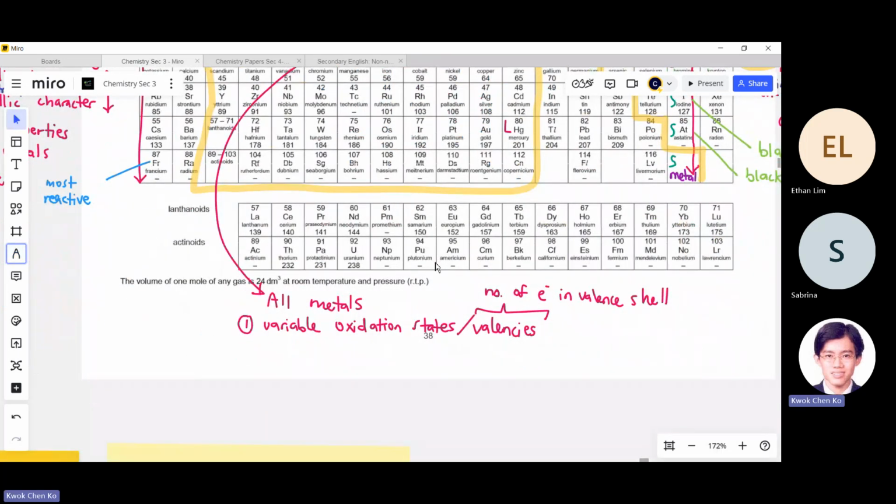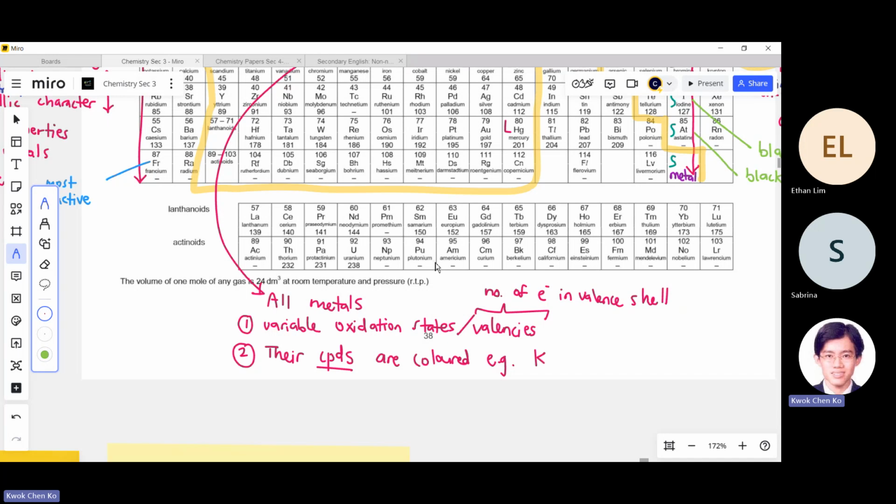Sabrina, what else about the transition elements? The compounds are colored. Good. Yeah, compounds are colored. I emphasize compounds. Their elements may not be colored. Most of them are silvery, except for a few, but their compounds are quite colorful. I'll give you one nice example.